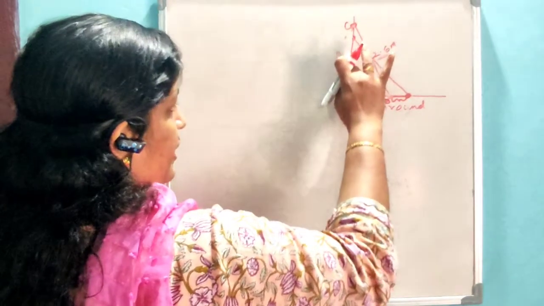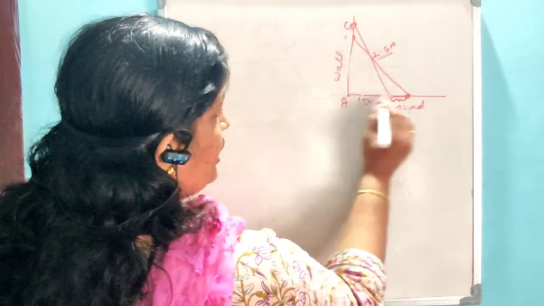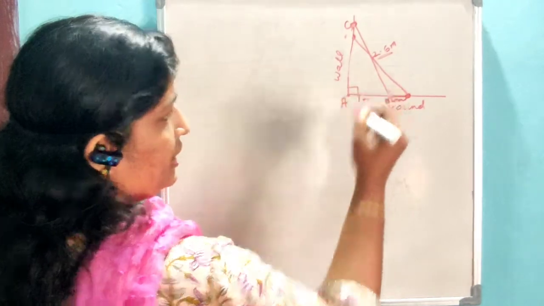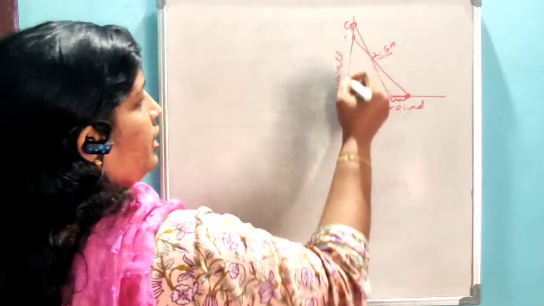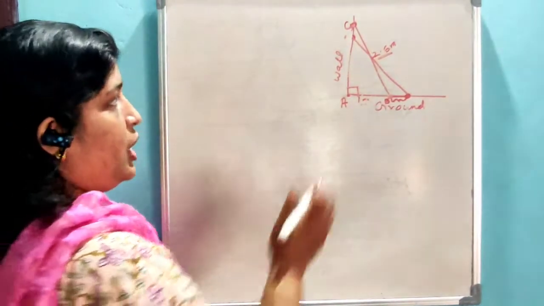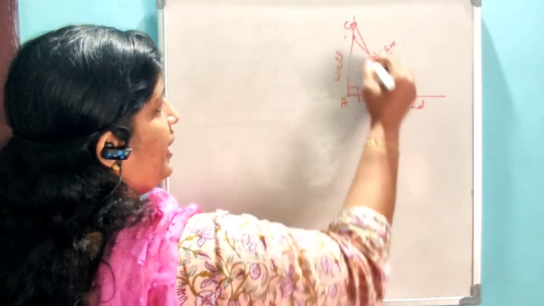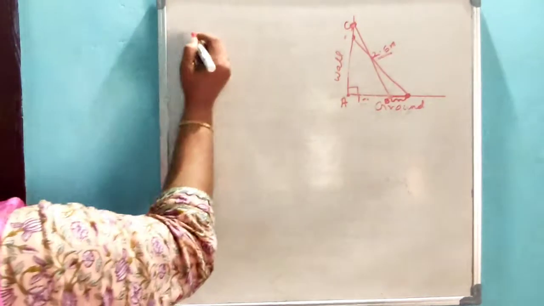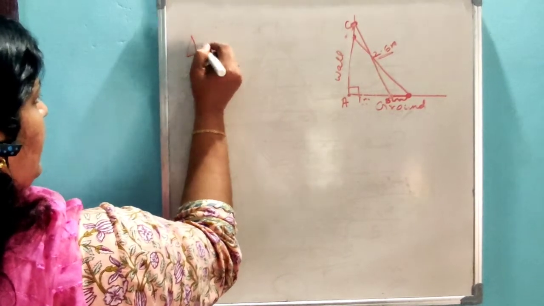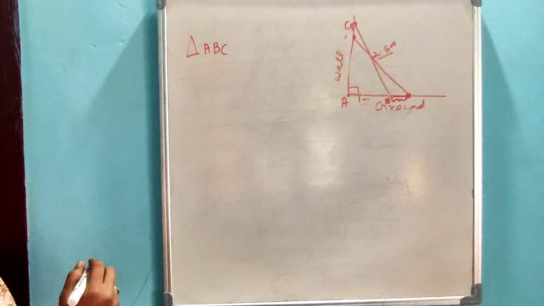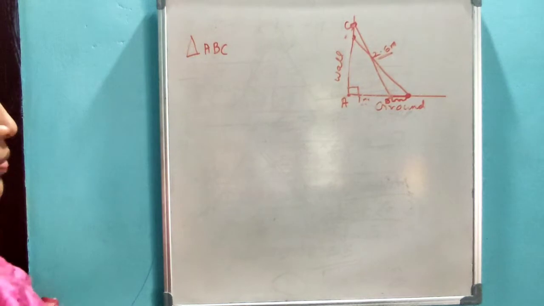See, the wall and the ground form a 90-degree angle here. Right? So this one is a right triangle. If we consider the triangle ABC, it is a right triangle. So we can use the Pythagoras theorem here.